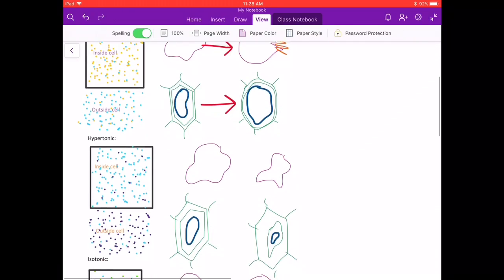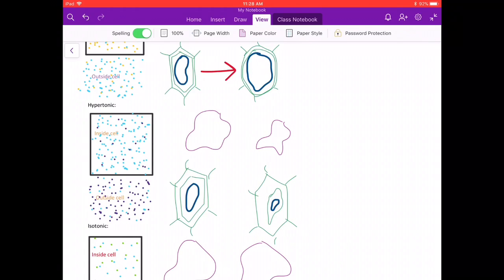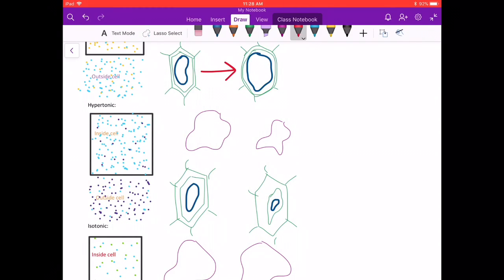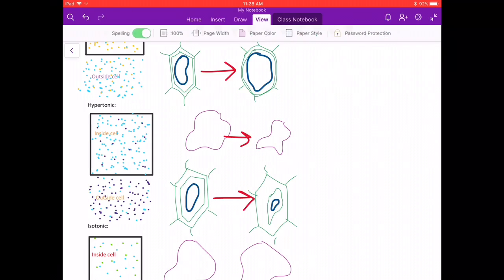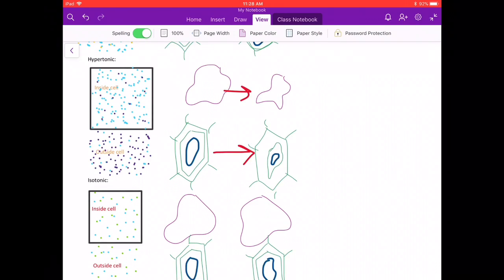The second solution is a hypertonic solution. In a hypertonic solution, there is a higher concentration of solute and a lower concentration of water outside the cell than inside the cell. Water will flow from inside the cell to outside the cell. In animal cells, this can lead to crenation or the shriveling up of the cell. In plant cells, the vacuoles will lose water and the cytoplasm will shrink. This is called plasmolysis.